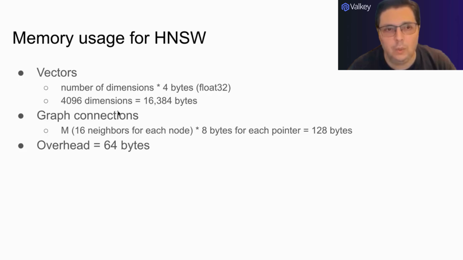In addition to that, you will have some connections in a graph. So if typically you have 16 neighbors for each node, so that's, let's say, 8 bytes for each pointer. And then there's some overhead for the graph overall. But you can easily see how the most memory is taken up by the vectors and by the number of dimensions in the vector.